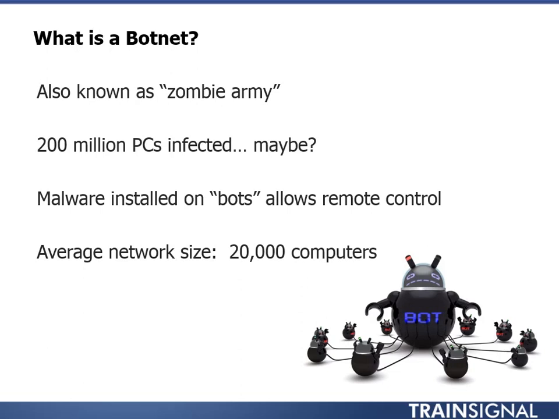Still, having the ability to control 20,000 different PCs gives you an awful lot of computing power and an awful lot of internet bandwidth. So you can still do a lot of awful things. You can do the math yourself, but if the average network size is about 20,000 computers and there are 200 million PCs infected, that means there are about 1,000 different botnets out there. Realistically, the number would be higher because some computers will have software from multiple different botnets on them. So of those 200 million PCs, many of them will participate in 5 or 6 different botnets.